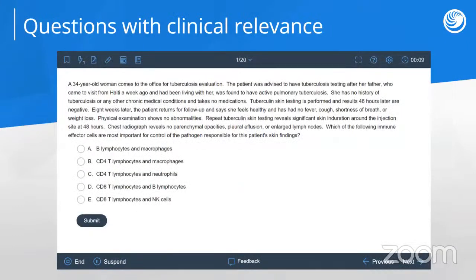So let's go ahead and go through one of our first questions. This is a USMLE question. So I will give everybody just a couple of minutes to work through this question.